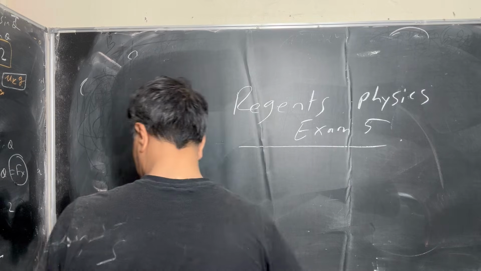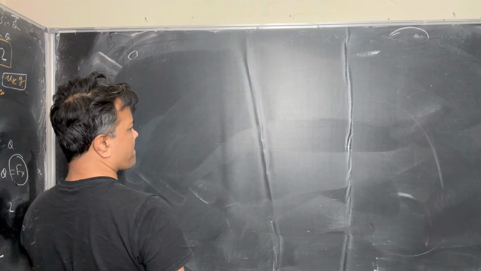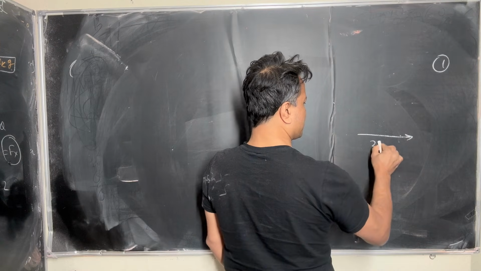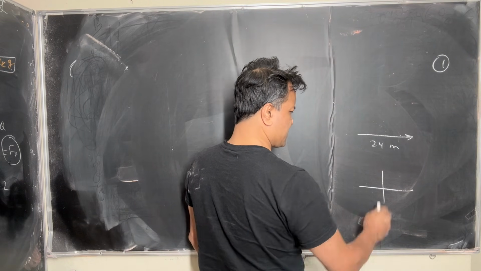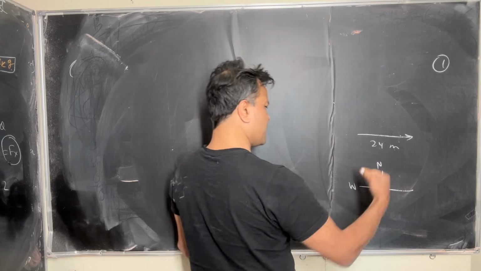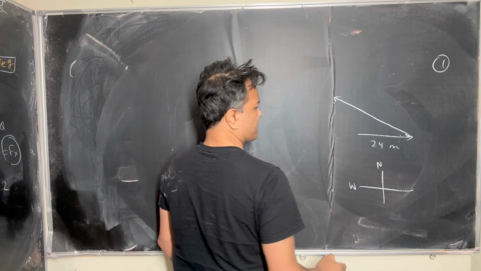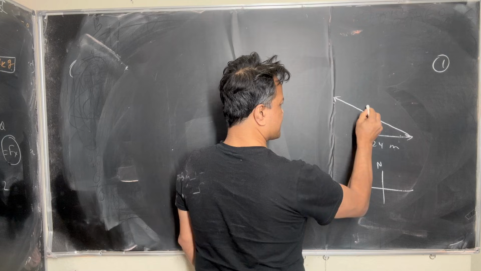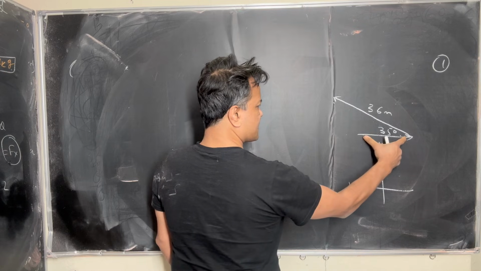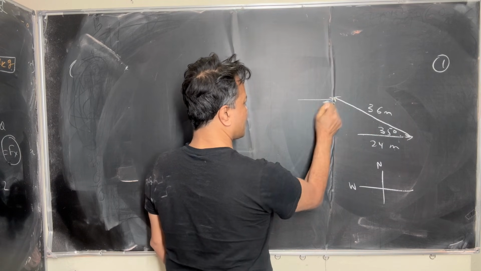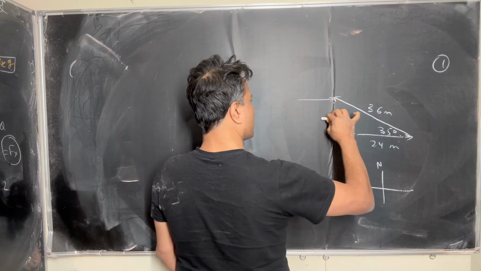All right, so let's do problem number 1. Problem 1 has to do with construction. You move 24 meters east, and then you turn around, using coordinate direction, north and west. So you move 35 degrees northwest, and you move 36 meters. Then you draw the 24 meters again, and you draw this one again, and this is 145 degrees.